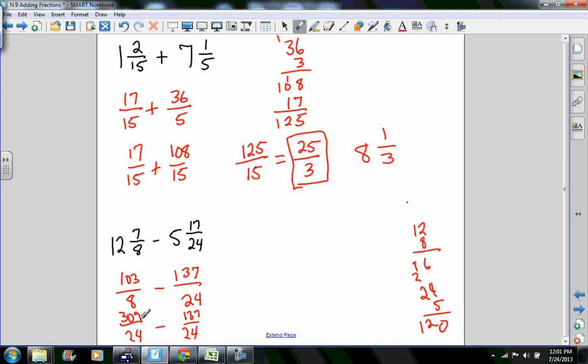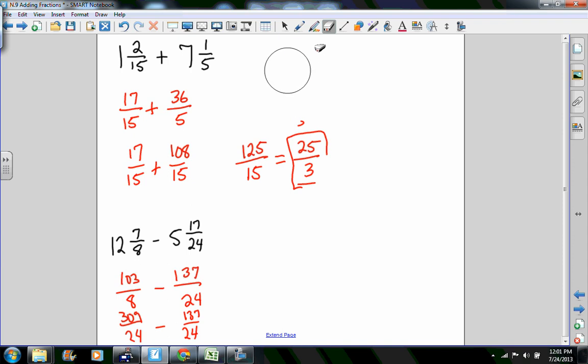Now we have to subtract. Now I'm going to erase some of this because it is taking up the room. Okay. Change color too. So now we have 309 minus 137. So 2, got to borrow 7, 172 over 24. Well, they're both even, so we can divide by 2.